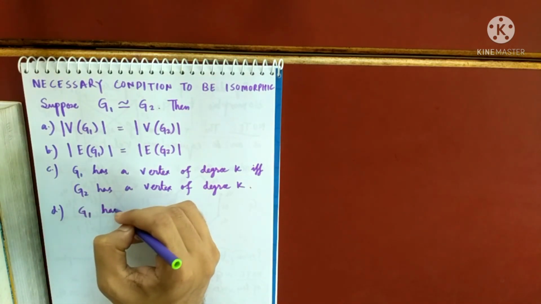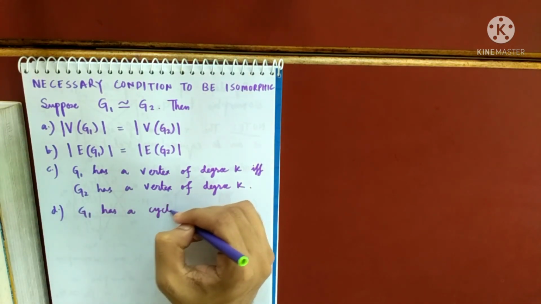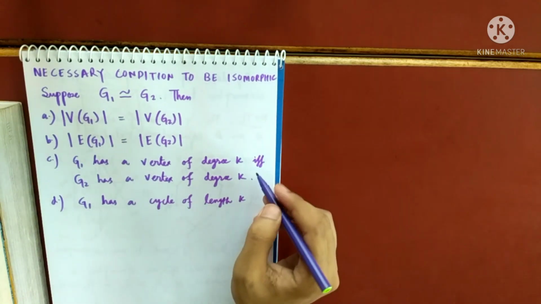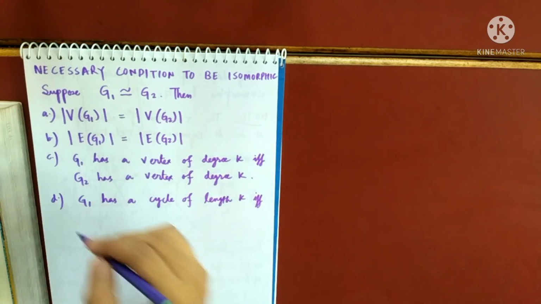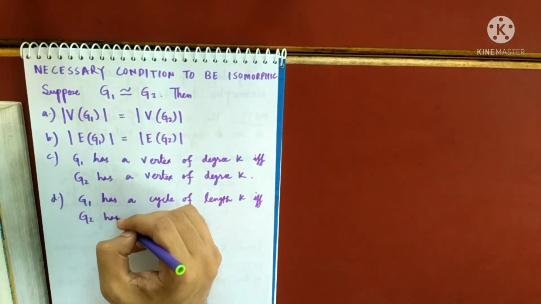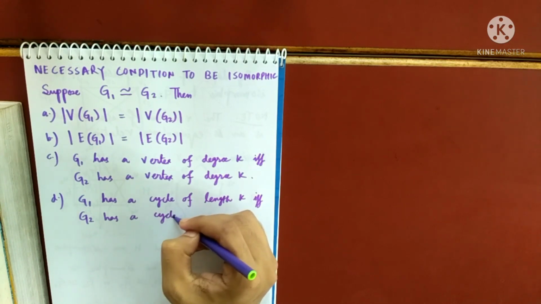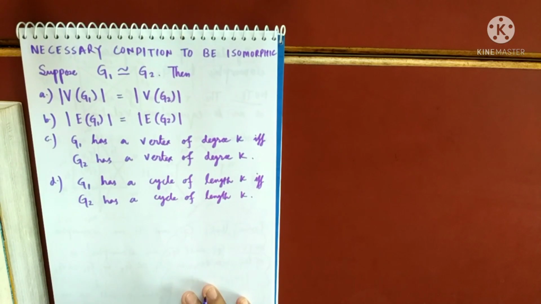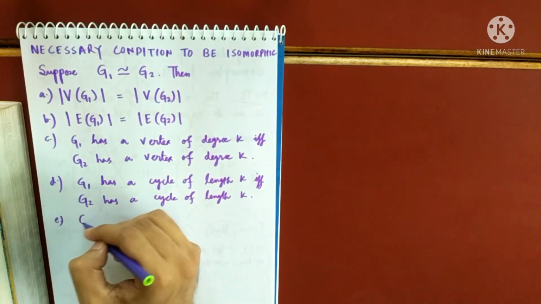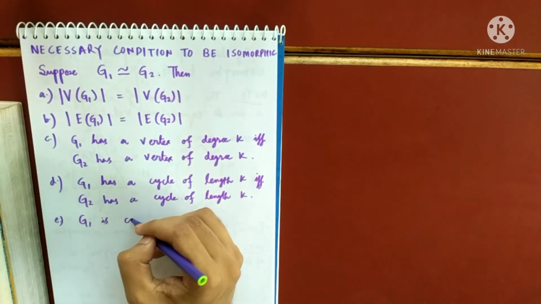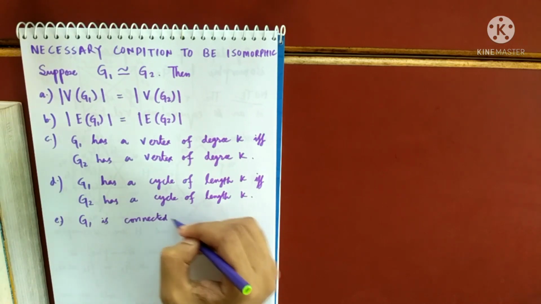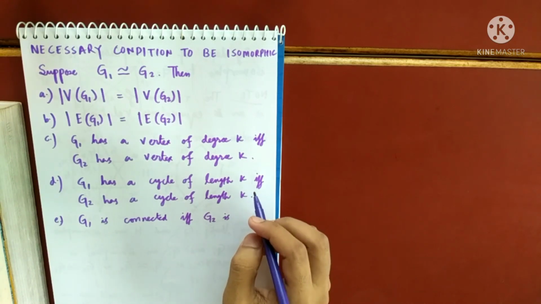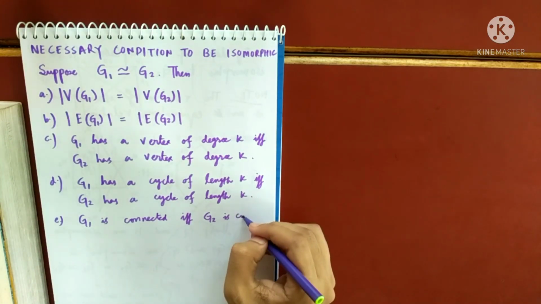G1 has a cycle of length K if and only if G2 has a cycle of length K. Number E, G1 is connected if and only if G2 is connected. That means a connected graph cannot be isomorphic to a disconnected graph.